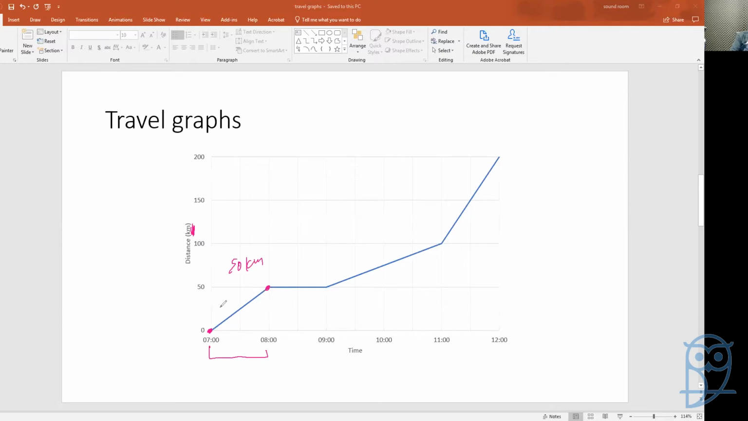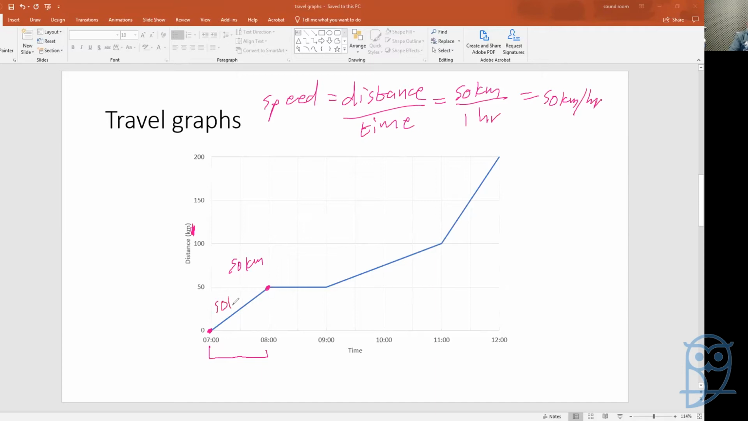What is their average speed in the first hour? Well, remember, we know that speed is distance over time. So they traveled 50 kilometers in 1 hour, and 50 over 1 gives you 50 kilometers per hour. So that is my average speed.